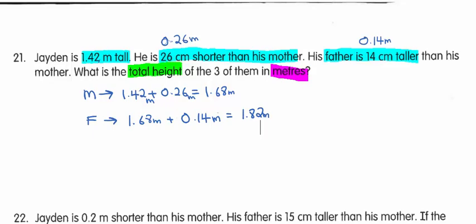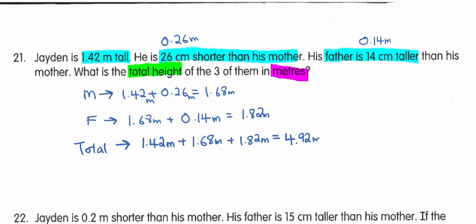So I want the total height of the three of them in meters, so the total would be where I add all of them. So 1.42 plus 1.68 plus 1.82, that will give me 4.92 meters.